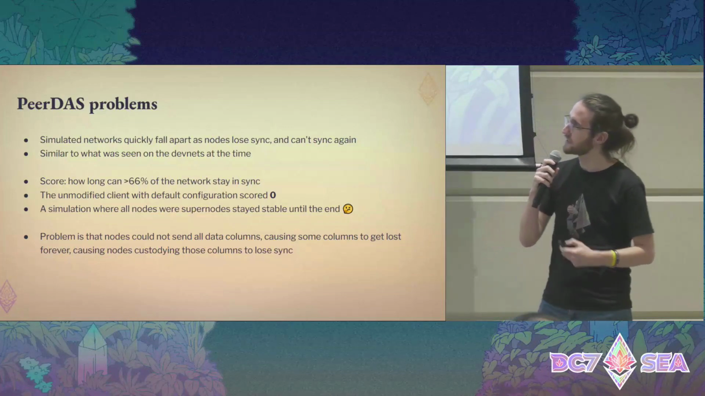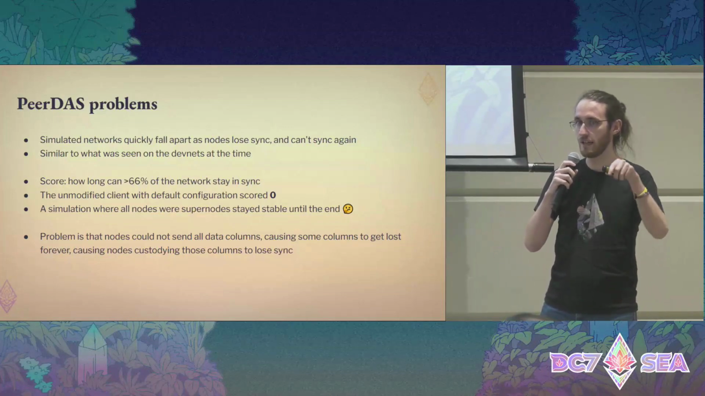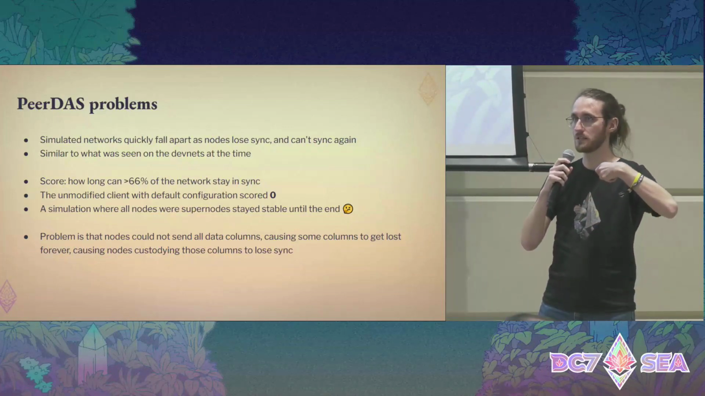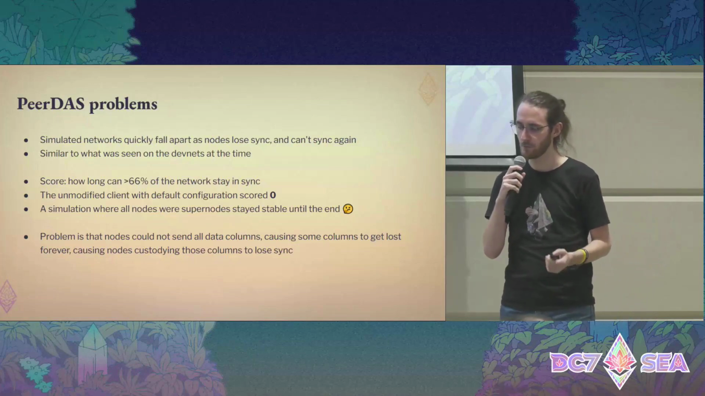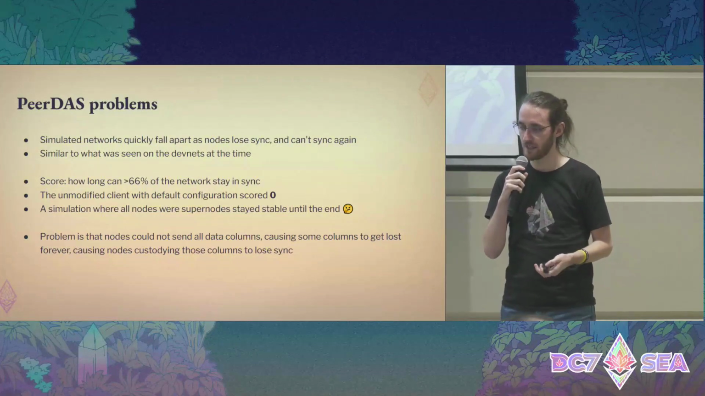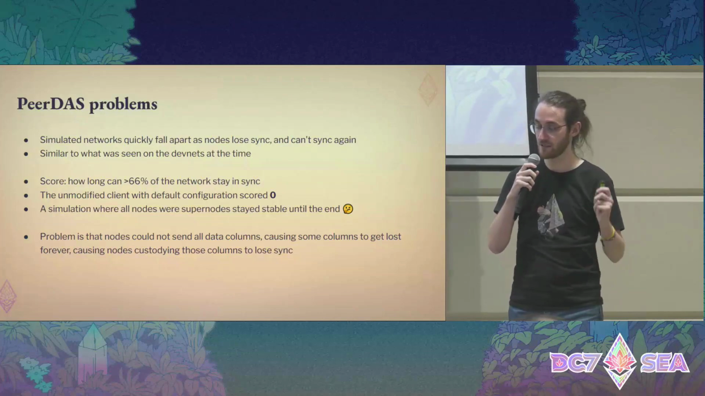But I also noticed that if I designate every node as a supernode, so custodying all the columns, not just 8 or 4, then the network stayed stable until the end.